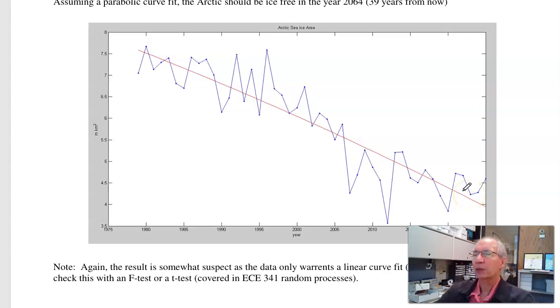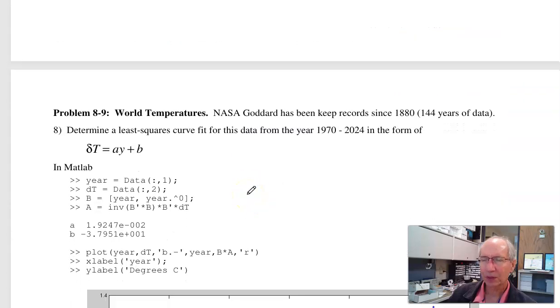Again, for this data, whether you should be using a parabolic curve fit or a linear curve fit, we can analyze that when you take Random Processes. Actually, the data only warrants a linear curve fit; the parabolic term isn't really justified given the amount of data that we have. But that's a different course.